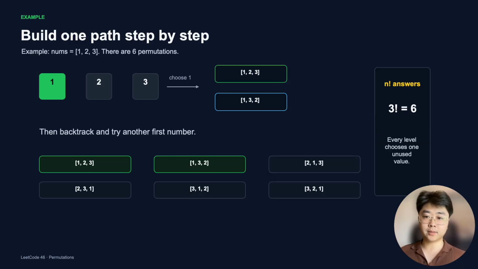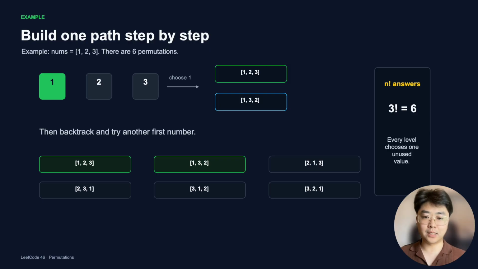So let's look at nums equals 1 to 3. If we choose 1 first, then the remaining set is smaller, only 2 and 3 are left. So from there we can form 2 answers. But the search does not stop there. We return to the beginning, remove 1 from the answer, and ask another question. What if 2 comes first? And what if 3 comes first?